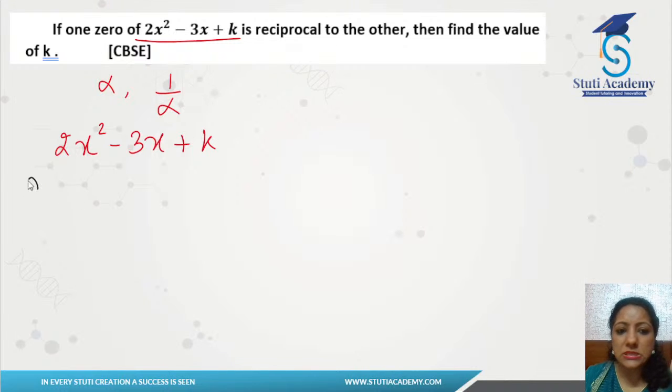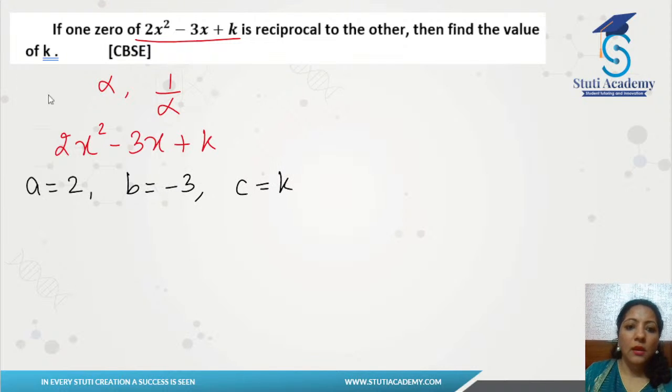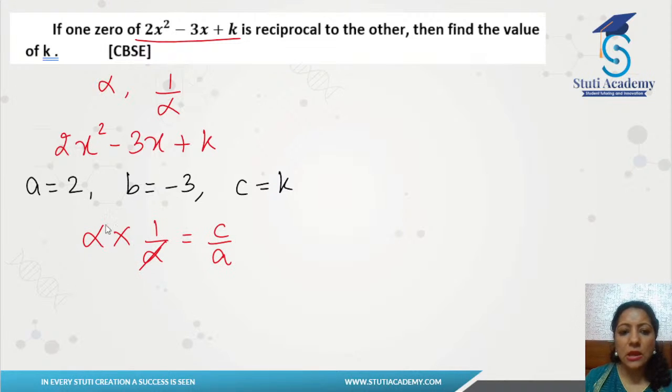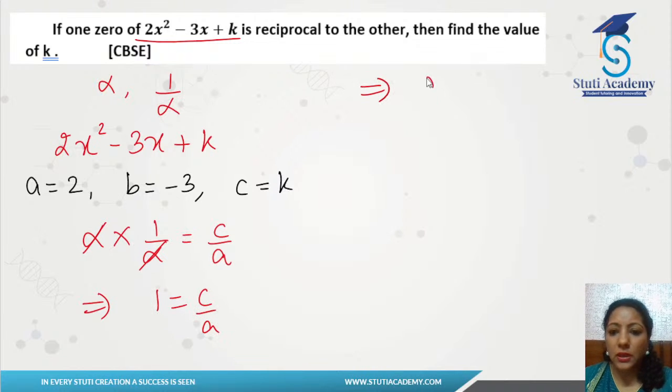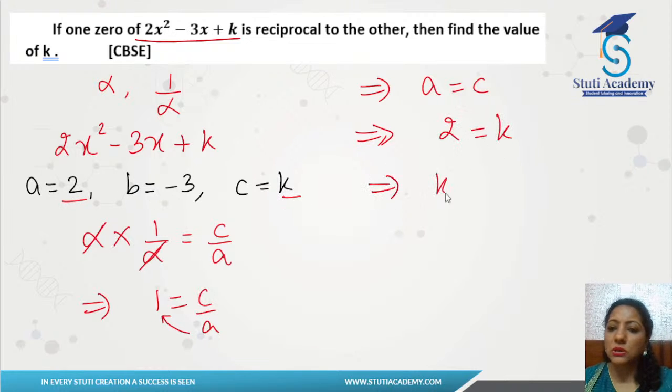Now, here as we can see, a is 2, b is minus 3 and c is k. And we know that the sum of the zeros is minus b by a, and let us take the product of the zeros. We will be using the product of the zeros here. Alpha into 1 upon alpha is c upon a. We can cancel out this and we will get here 1 is equal to c upon a. Finally, we have a is equal to c. I've taken this a on the other side and I've multiplied this. So it's a is equal to c. A is c, that means 2 is equal to k. We have now got the value of k as 2. That's all.